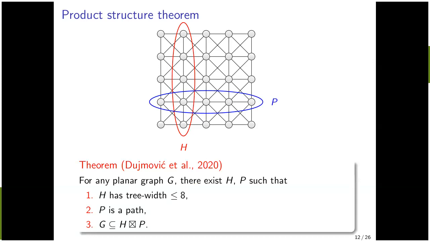And so this theorem says that for any planar graph G, there exists H and P, such that H is a graph of treewidth at most 8, or some constant, P is a path, and G is a subgraph of H times P. So G is a subgraph of something like this, where every row is a copy of P, and every column is a copy of H, which is of bounded treewidth. So every vertex of H corresponds to a copy of a path, and every vertex of the path corresponds to a copy of H.